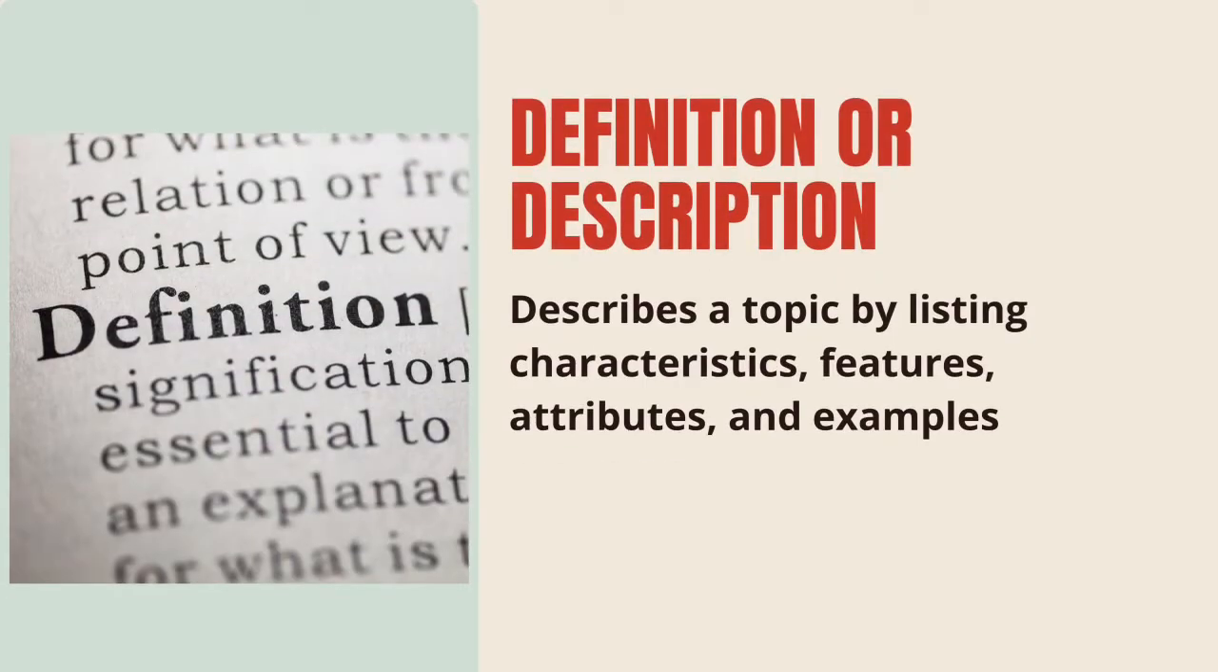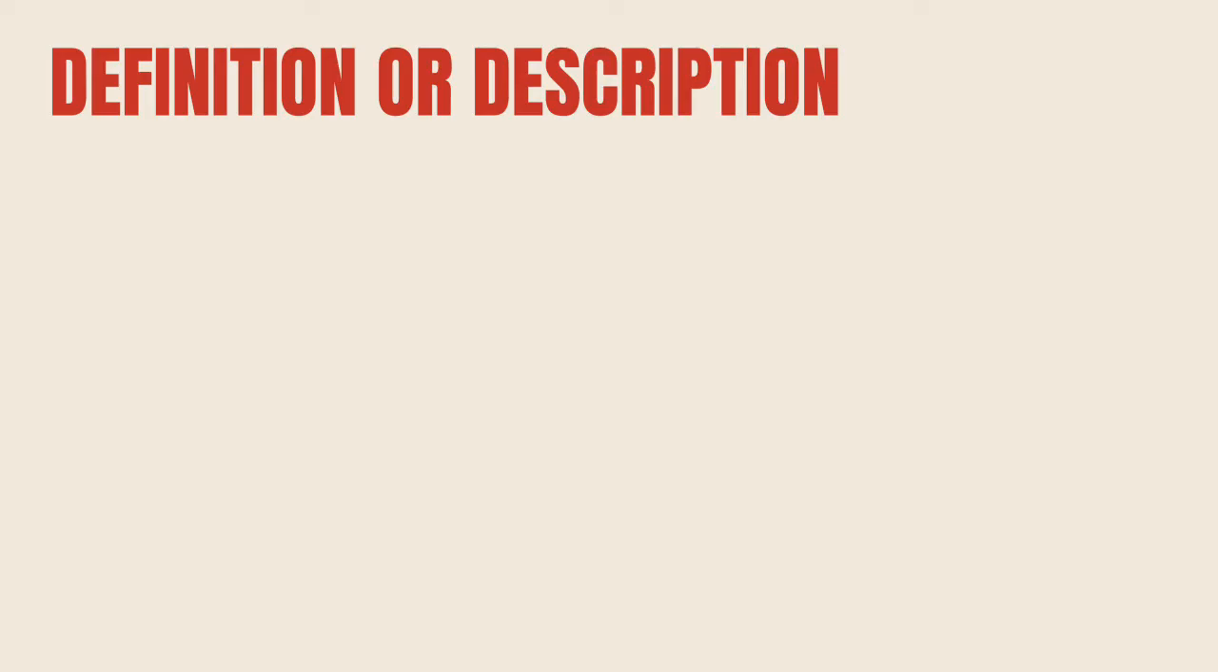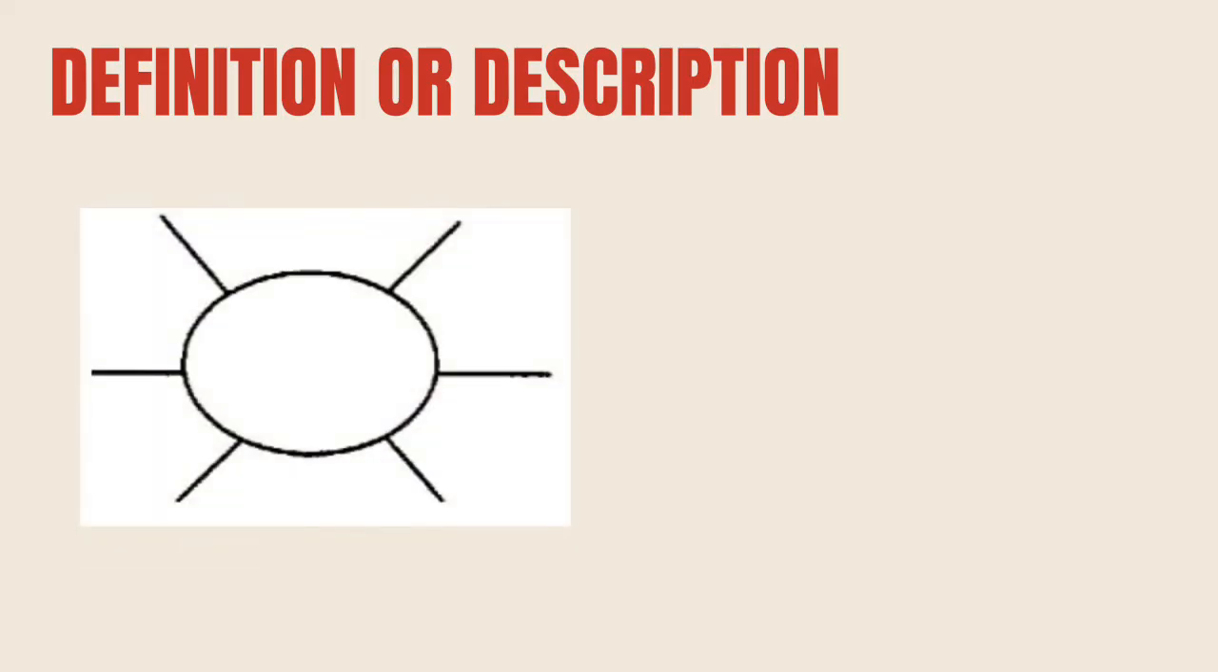Lastly, definition or description text structures. Definition or description text structure identifies and describes a topic by listing characteristics, features, attributes, and examples. This text structure makes use of this graphic organizer.